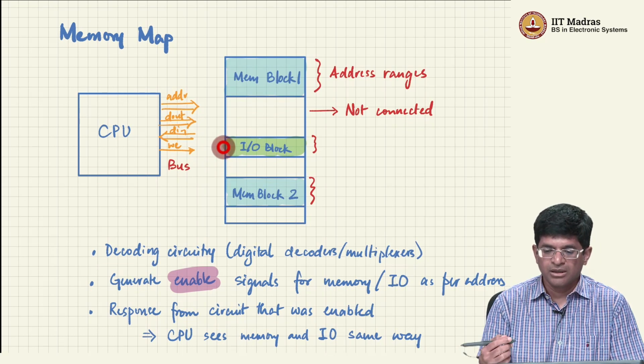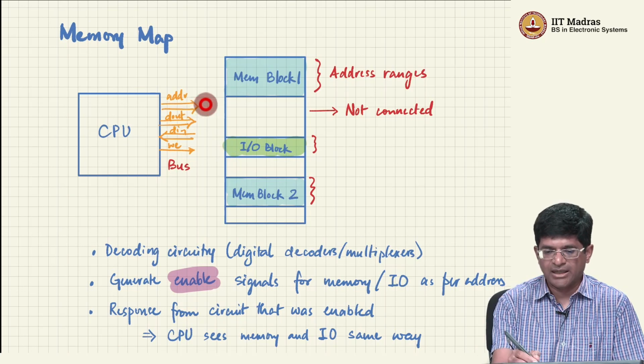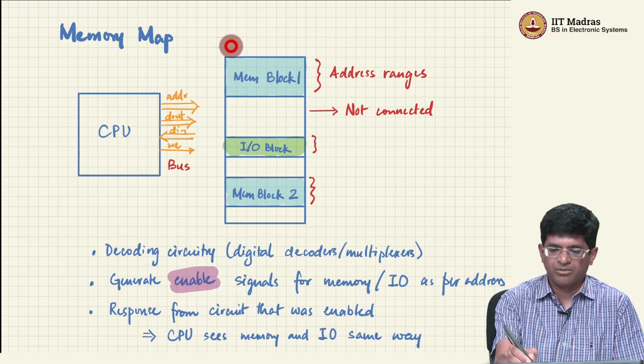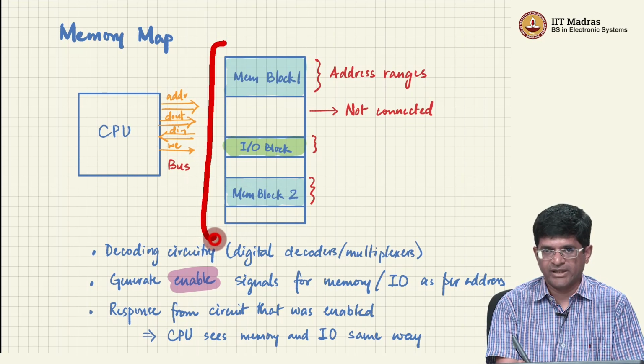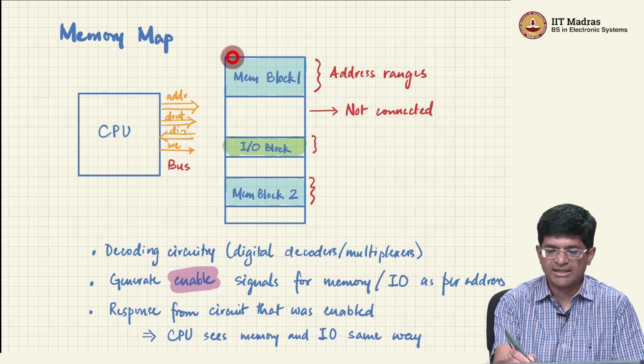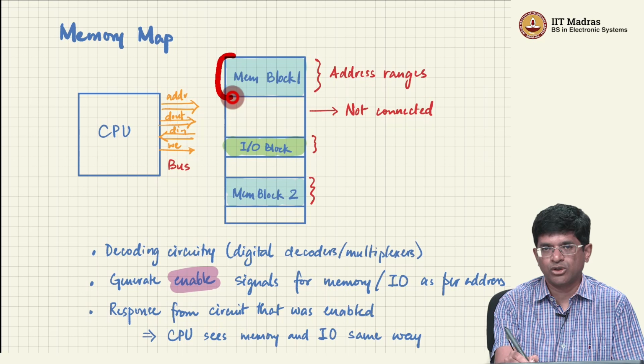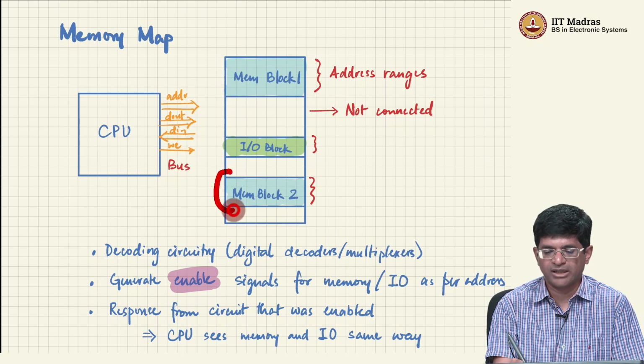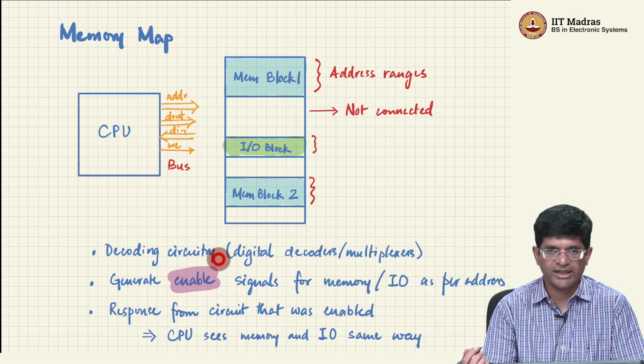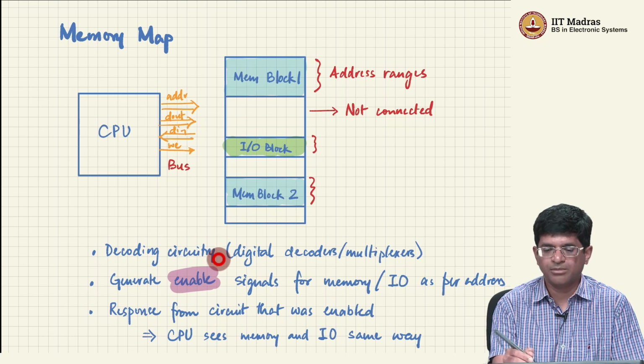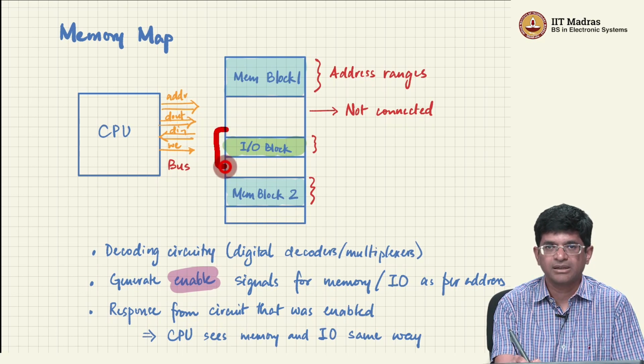So, this abstraction basically allows us to take a memory map, which is just a set of addresses that we have, and split it up and say part of those addresses correspond to one memory block, part of those correspond to another memory block, part of them may correspond to yet another memory block, and other parts correspond to, let us say, different I/O blocks, right.